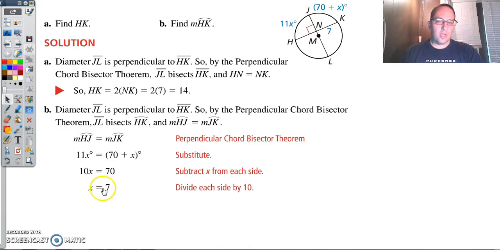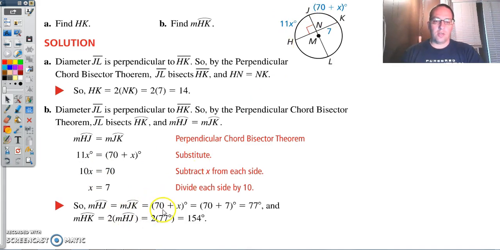Then we can plug it into either one since they're congruent. Here we're plugging into the 70 plus x. 70 plus 7 is 77. And since it's bisected, all we have to do is take the 77 and double it to get the entire arc HK. So 77 times 2 is 154 degrees. So not too bad. It's pretty simple stuff.